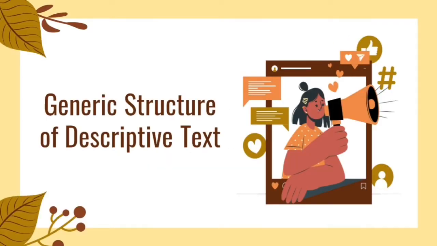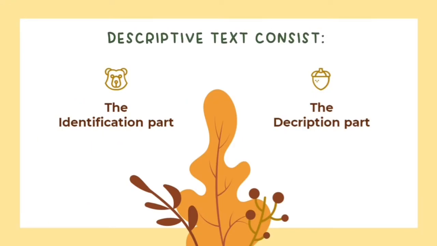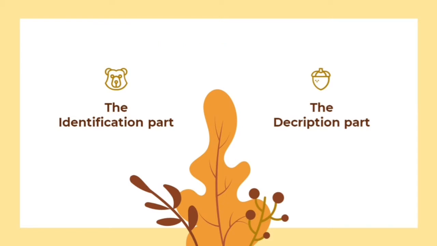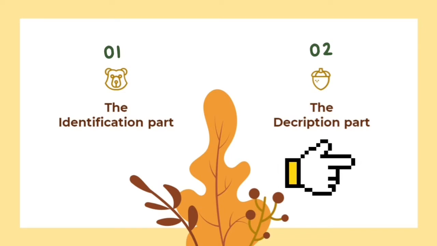Okay, the next point, the generic structure. Descriptive text consists of two parts of structure. The first is the identification part, and the second is the description part. Before I tell you further about each part of the structure, let's take a look at an example.